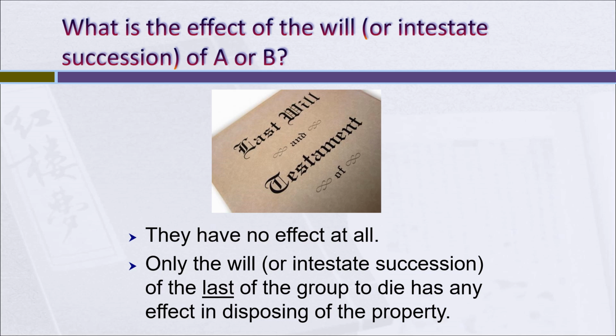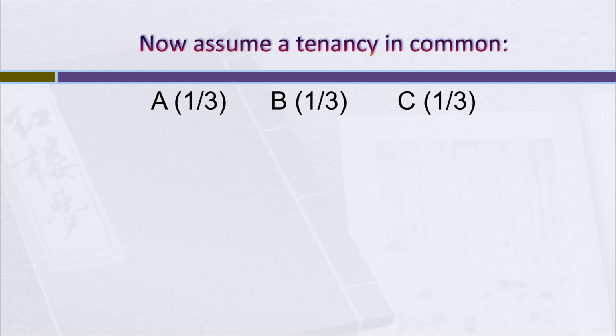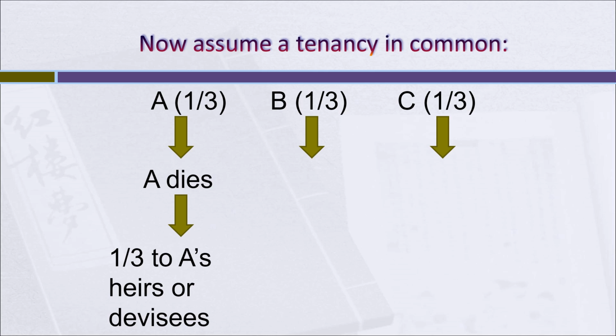Now let's assume exactly the same facts, except that this time A, B, and C will be tenants in common, each of them with a 1/3 interest in the property. As long as all three of them are alive, of course, they get to possess the property equally. Let's now assume that A dies, and when A dies, A's 1/3 will pass directly to A's heirs or devisees. That has no effect on B's and C's interests. They continue to hold their 1/3 shares each.